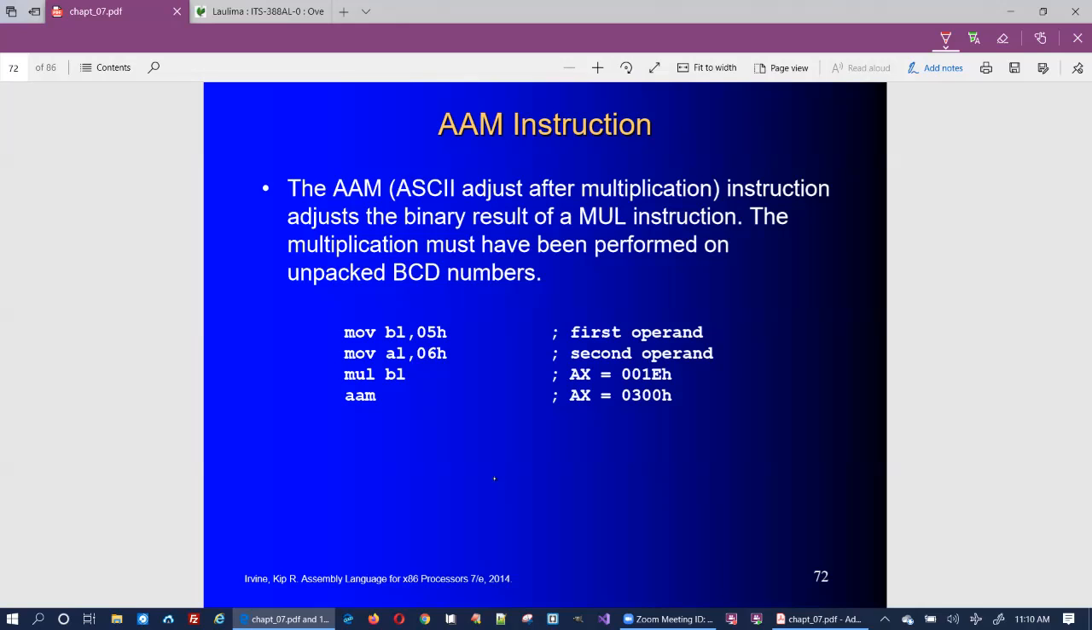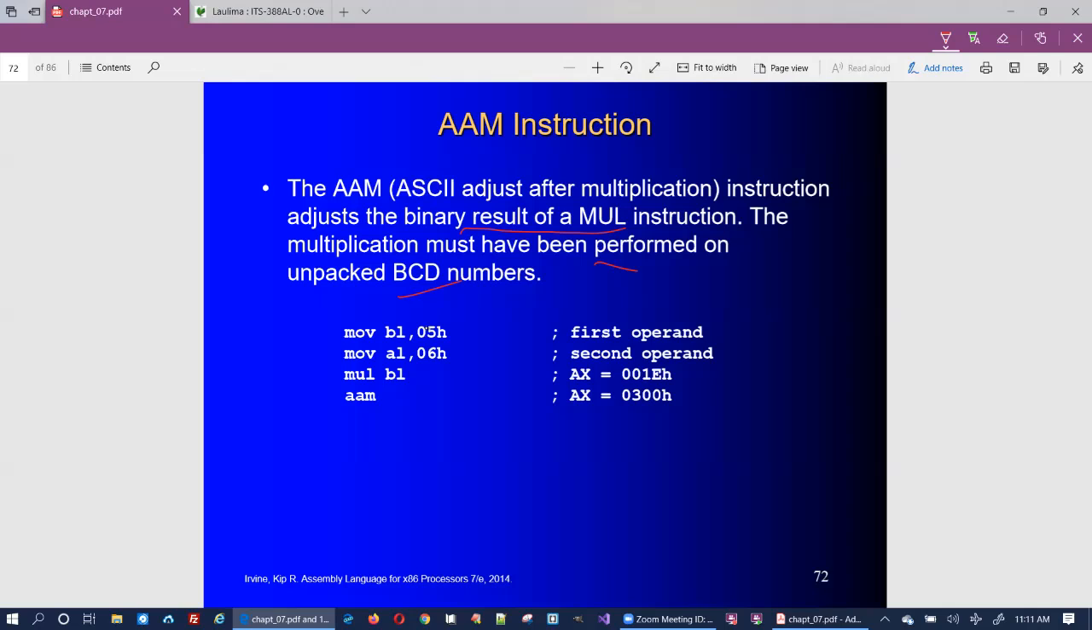And ASCII adjust after multiplication is the same thing. It adjusts the binary result of a multiplication. The multiplication must have been performed on unpacked BCD numbers. So if we are dealing with ASCII decimal arithmetic, we need to AND off the lower 2 bits of the upper nibble to turn it into just plain old unpacked decimal arithmetic, and that's easy.